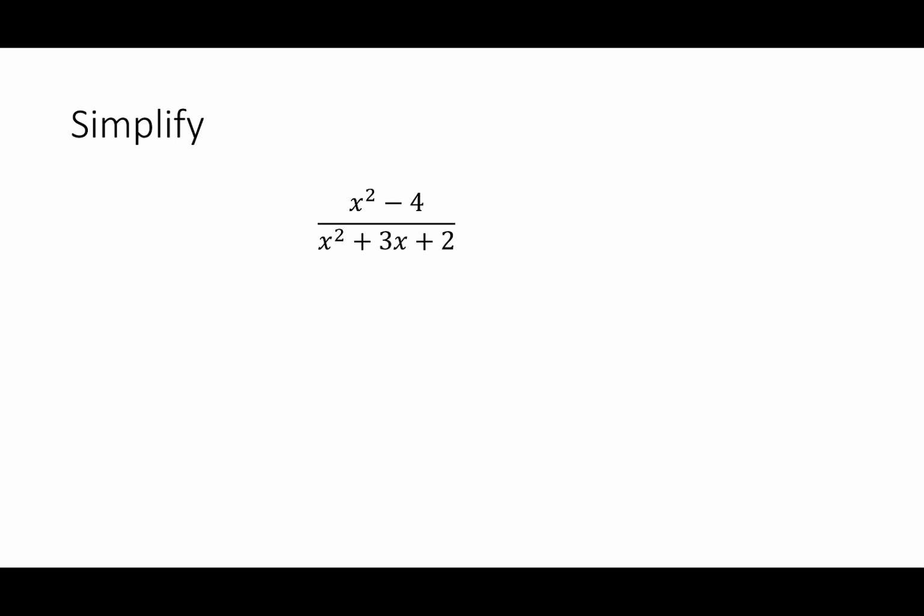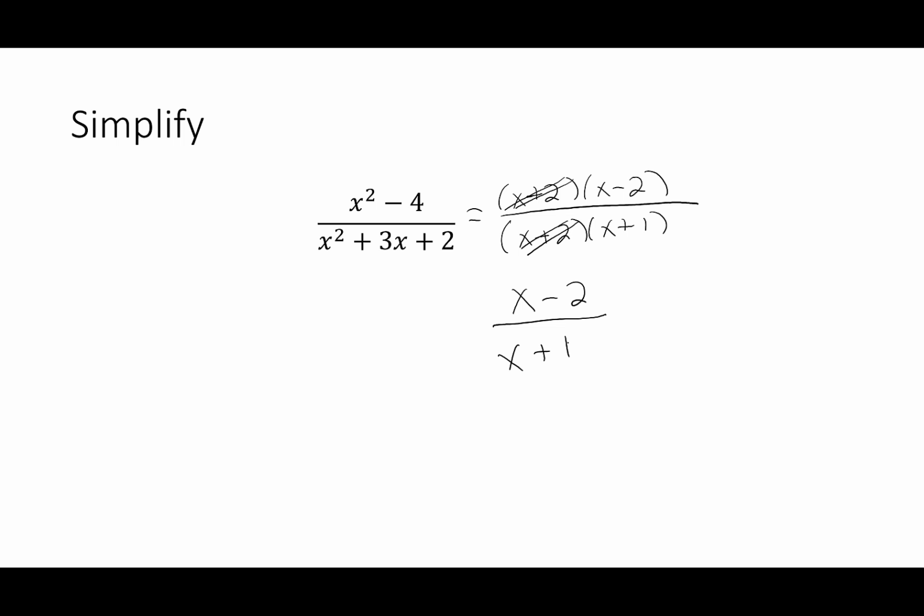Next, I have x squared minus 4 over x squared plus 3x plus 2. So the x squared minus 4 becomes x plus 2 times x minus 2, a difference of squares. X squared plus 3x plus 2, that's x plus 2 times x plus 1. My factors of 2 that add up to 3 are 2 and 1. I can see this x plus 2 cancels. So what do I have? I have this nice little x minus 2 over x plus 1.